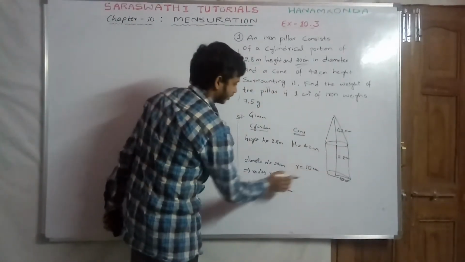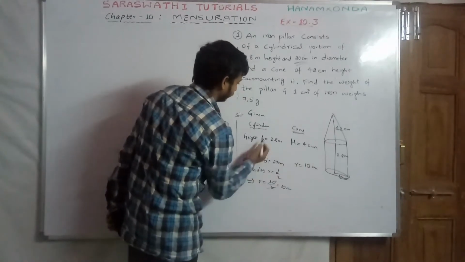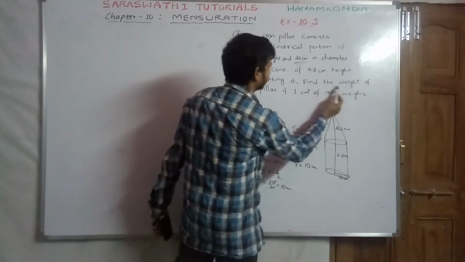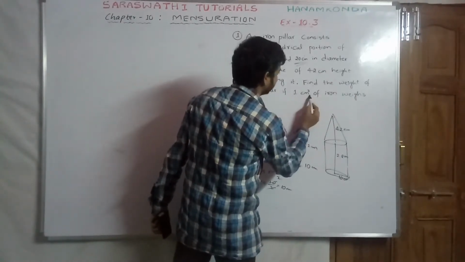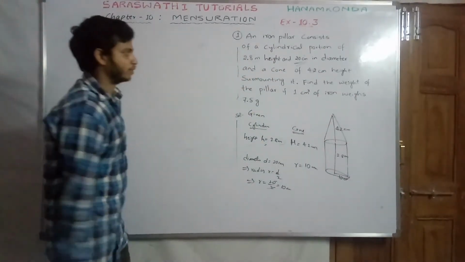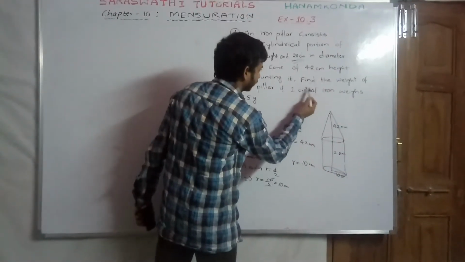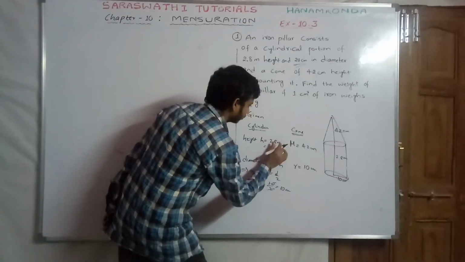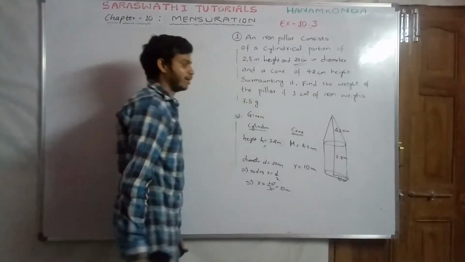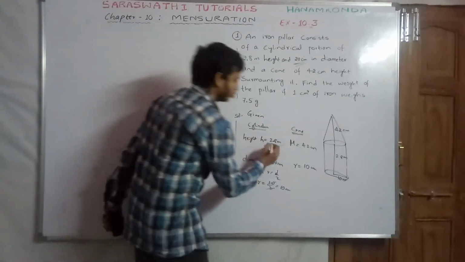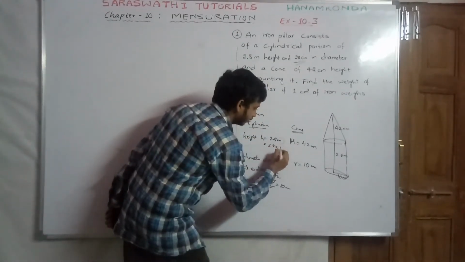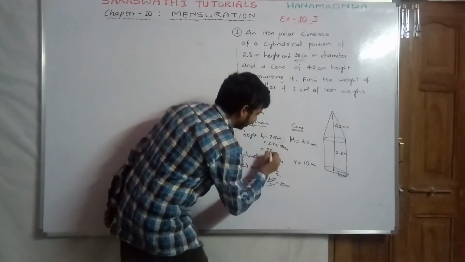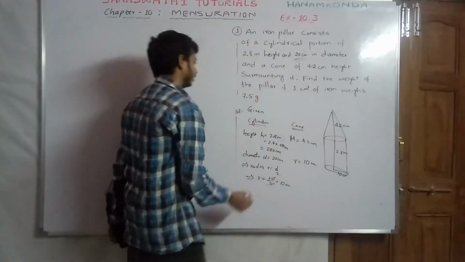Okay, here all the dimensions are given in centimeters. Only the height is given in meters, so convert it into centimeters, because we have to find the weight of the pillar, if 1 cubic centimeter of iron weighs 7.5 grams. That means we have to find it in terms of cubic centimeters. So convert this height into centimeters. 2.8 meters, converting into centimeters. We know that 1 meter equal to 100 centimeters. So 2.8 meters equal to 2.8 into 100 centimeters. That means the decimal point shifts 2 digits to the right. So 280 centimeters is the height of the cylinder.